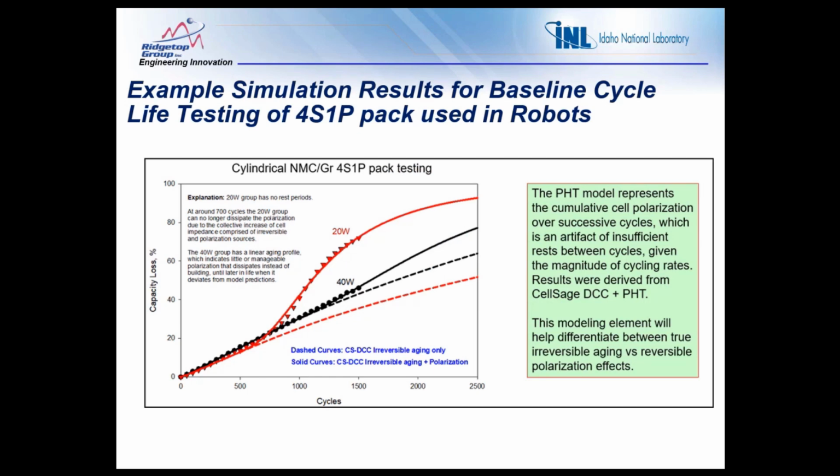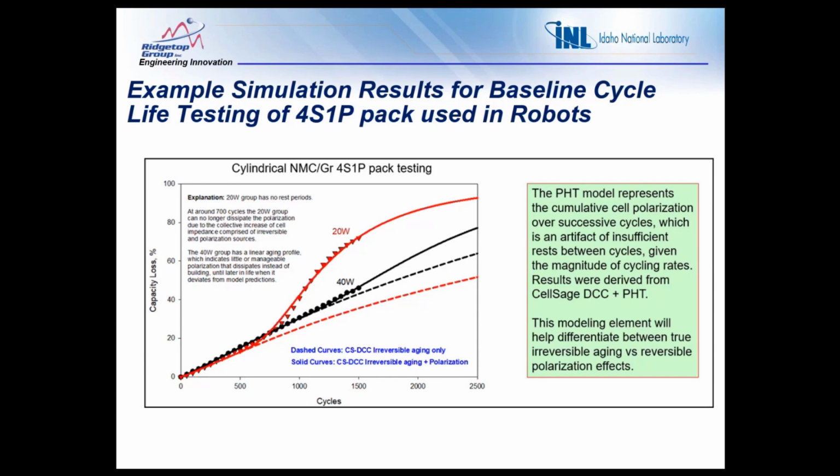And here we have an example of CellSage being used as a diagnostic capability. And this was with one of our robotics customers that we were working with. And something that was unexpected when we were looking at some of the cycle life testing data was that the 20-watt pack was showing a larger increase of capacity loss versus a 40-watt pack. So this was for a 4S1P pack used in a robot autonomous system. And we were able to showcase the diagnostic capability, because if we look at the dash line on the bottom versus the solid line on the top in red, the dash line on the bottom shows what the capacity loss should have been had there not been a deviation in the test plan during cycle life testing.